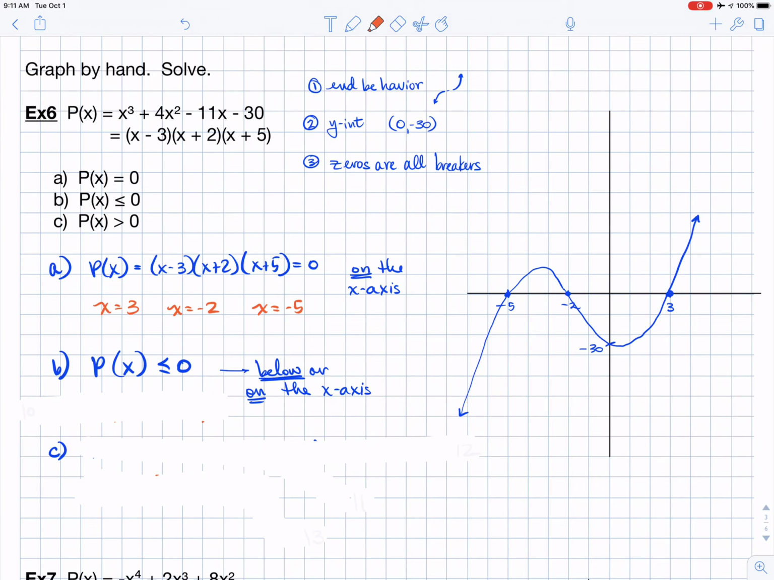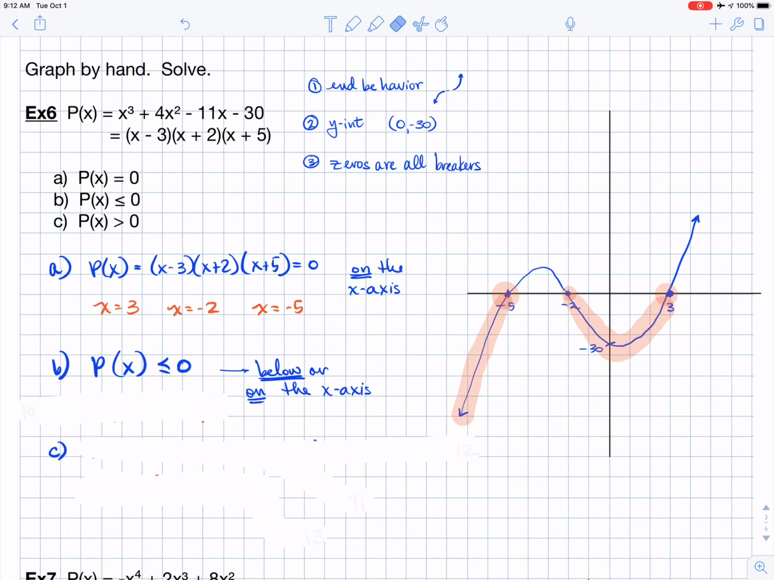So let's come over to our graph and you'll see that here's a piece that's below. We already know that that piece is on. Here's a piece that's on. Here's a piece that's below. And here's a piece that's on. So somehow I want to write down all of the places on my graph that are either below the x-axis or on the x-axis. I can do this through intervals.